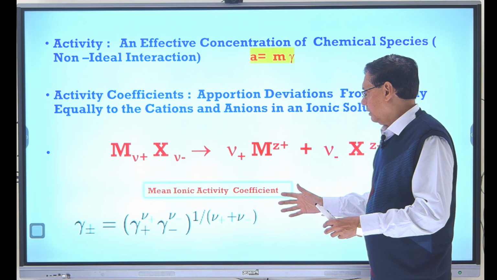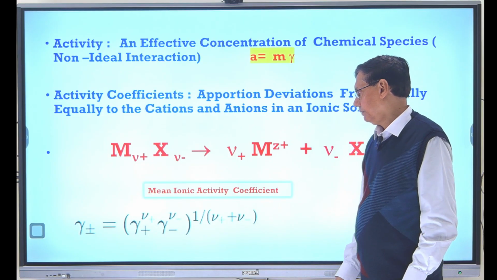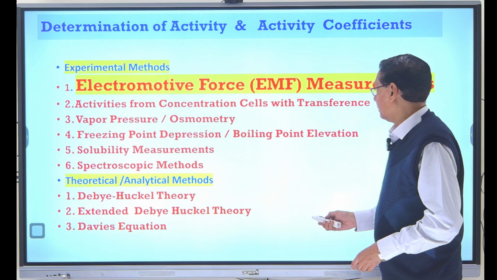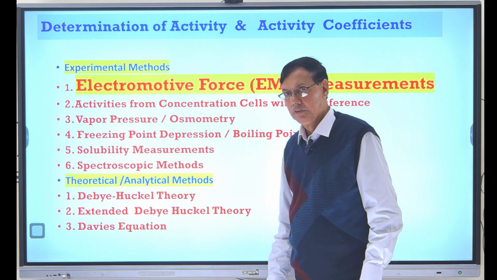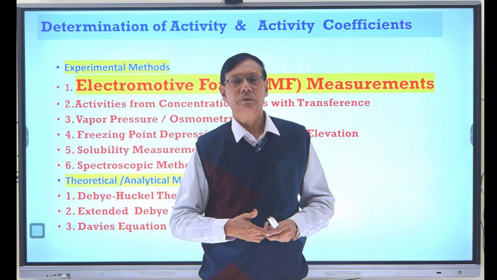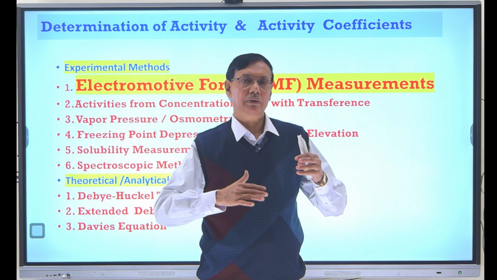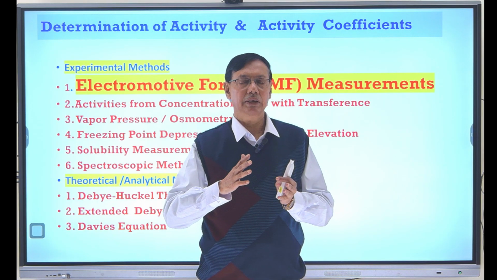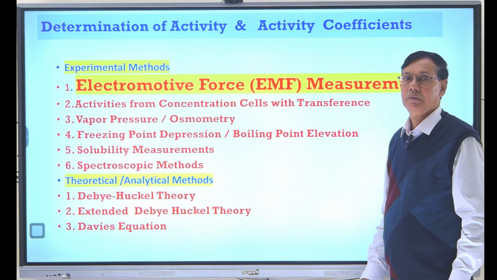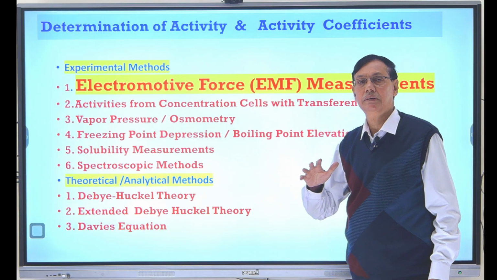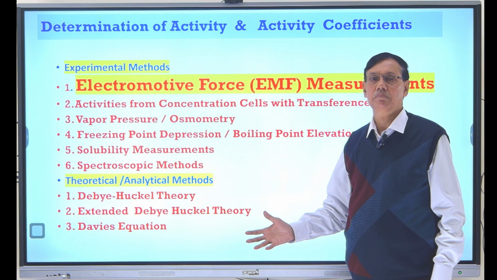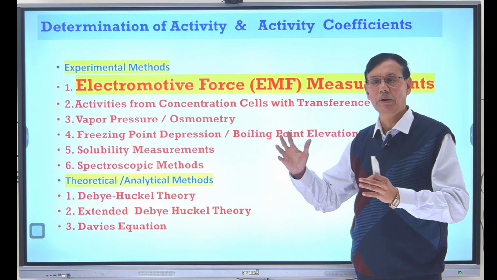And now it comes to the determination of the system. Now you know that if you see your syllabus, the prospectus of first semester chemistry, you will see that it says determination of activity and activity coefficient. So I have just categorized it into two methods. One is the experimental method. The second is the theoretical or analytical method. Now, what is the difference between these two methods?